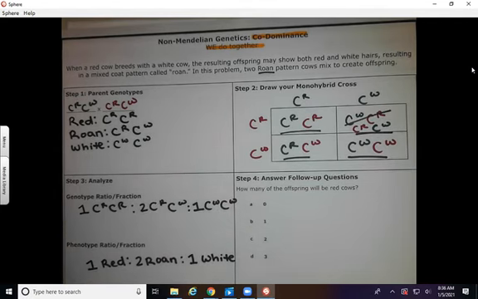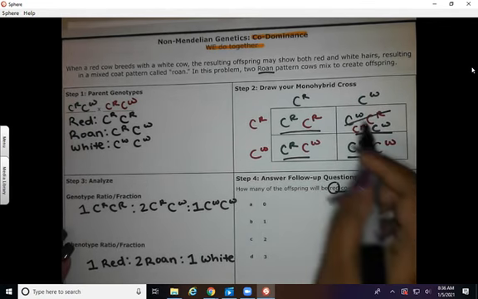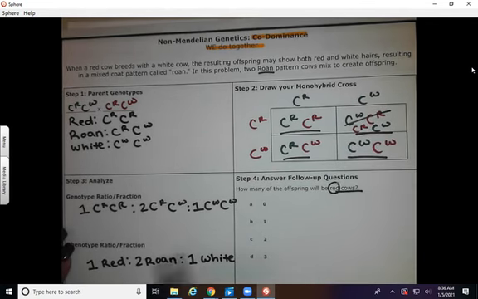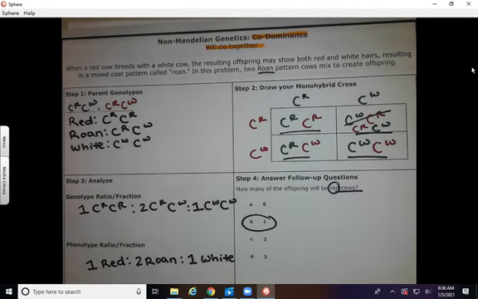So let's go to the follow-up question. How many offspring will be red cows? How many of the babies are going to be red? We already answered this. This is 1. Alright, great job doing this together, guys. This was an example of a codominance problem.